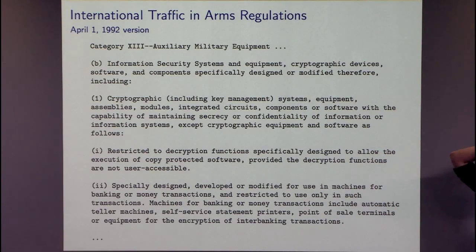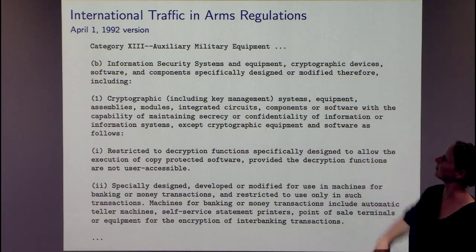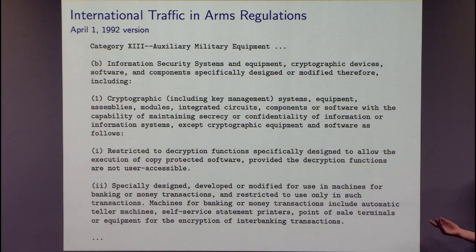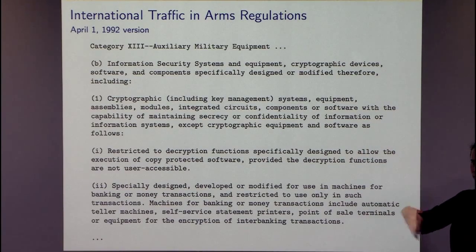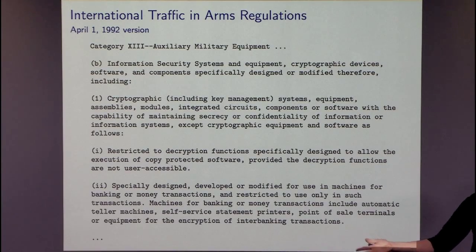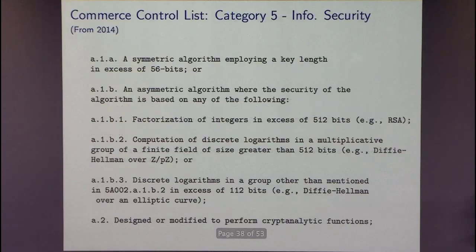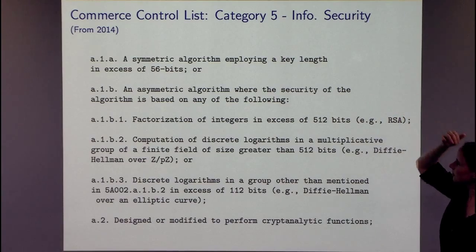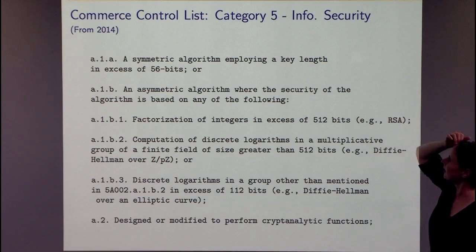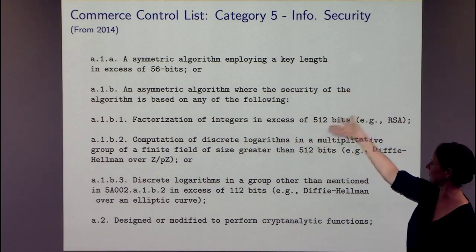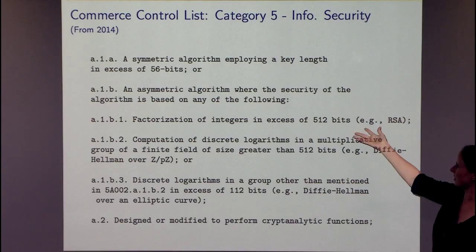90s crypto wars. So this is from the ITAR regulations back in the bad old days when cryptography was regulated as a munition. Of course, we are allowed to export cryptography. I am exporting cryptography right now by giving a talk. But cryptography is still on the Commerce Control List of the United States. And you need an export license to export cryptography of any kind of security.